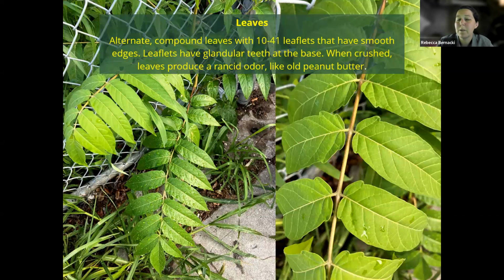The leaves of tree of heaven are going to be alternate on the stems and not directly opposite from each other. It does have compound leaves with 10 to 41 leaflets per leaf. The leaves are going to have smooth edges with the exception of the base of the leaf. They're going to have this glandular node or glandular teeth right at the base of the leaf. And when you crush up those leaves, they're going to have a rancid odor that some people say smells like old peanut butter. I've also heard that some people describe that smell as cat urine-like.